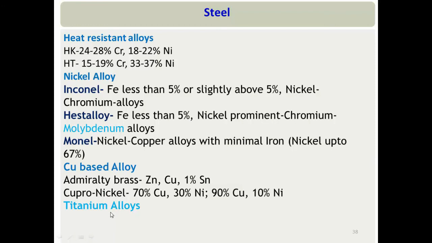And apart from nickel alloys, copper based alloys are also used in refinery, like Admiralty brass, which contains zinc, copper, and a trace amount of tin, like 1% tin. And cupronickel. Now cupronickel and Monel are both copper nickel alloys, but Monel has a higher amount of nickel and cupronickel has a higher amount of copper. It could be 70% copper or 90% copper. And titanium alloys we also use.